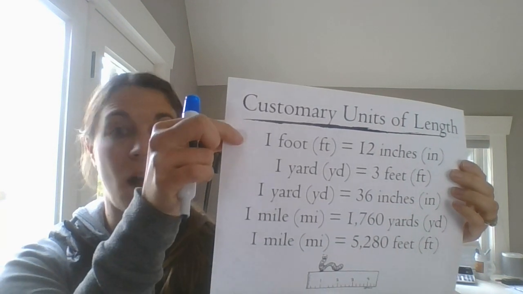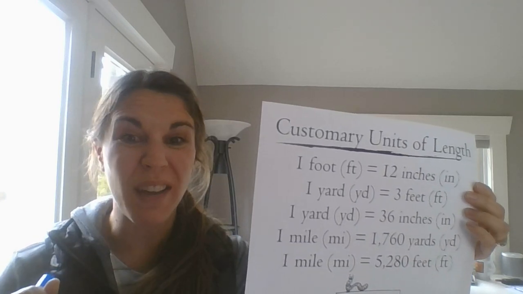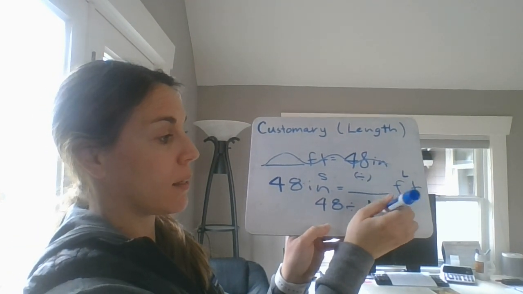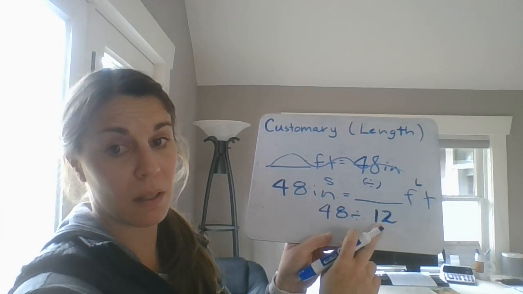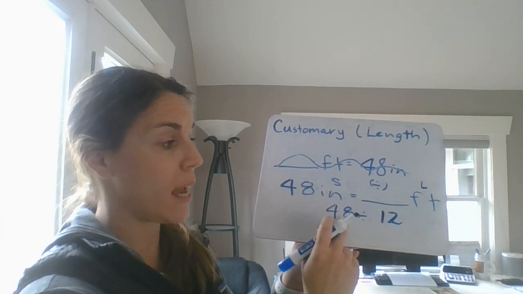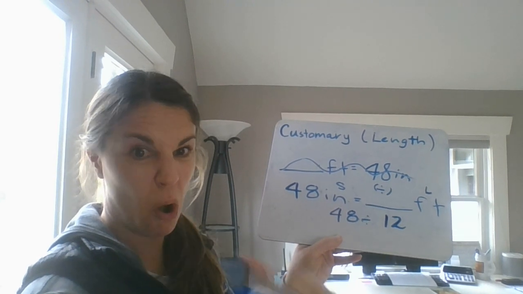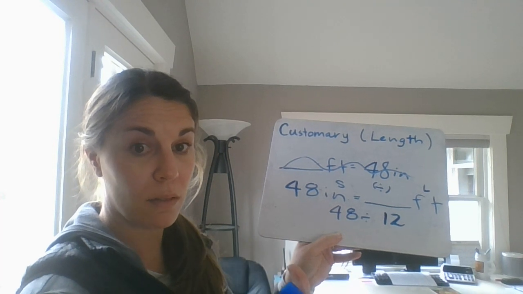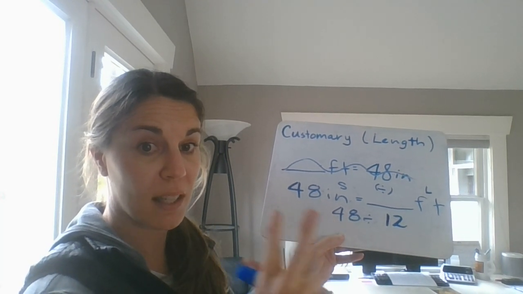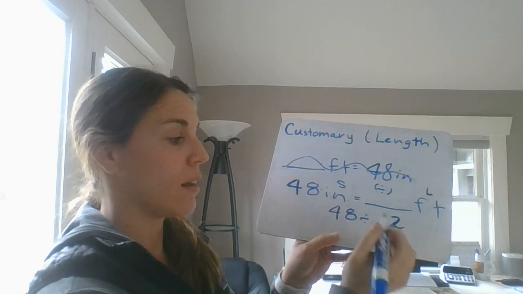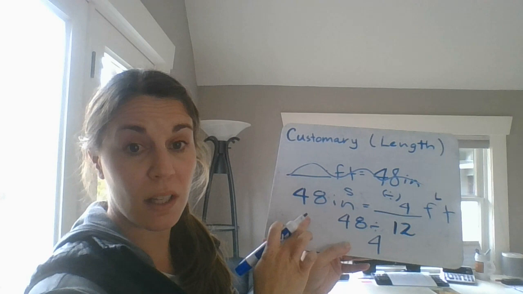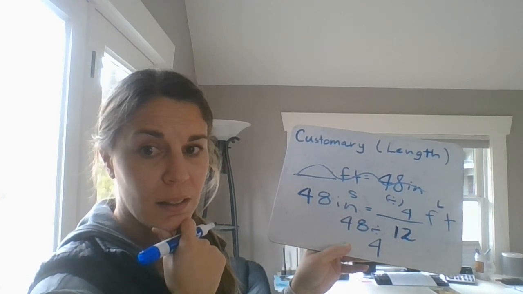If I go to the very top one, I see that there are 12 inches in 1 foot. Okay. So here's that magic number, 12. I told you the number that's going to change sometimes. So if I were going to do 48 divided by 12, if I can't do that in my head, I'm hoping we know our 12s, we can count by 12s. What would I get? 12, 24, 36, 48. So that would be 4. So 48 inches is equal to 4 feet.